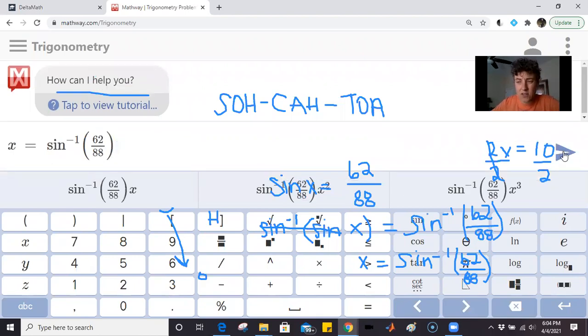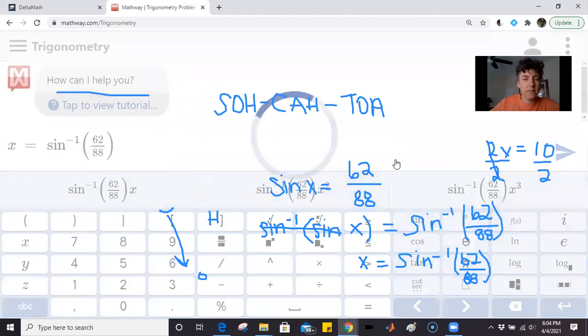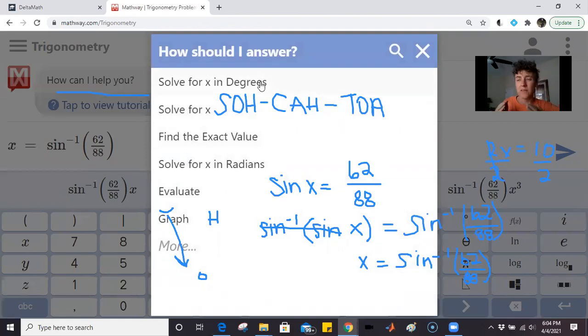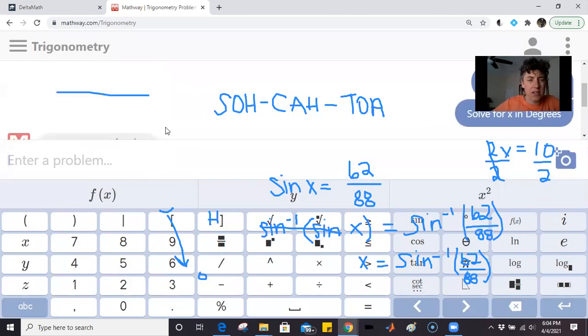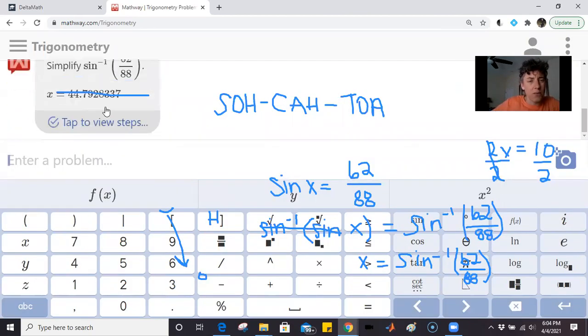And let's say solve. I'm going to press that arrow. It's going to ask me what I want. I'm looking for a measure in degrees for an angle. So let's say solve for x in degrees. And what do we get? 44.7. And we are rounding to the nearest whole number.